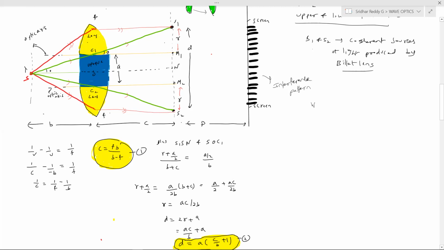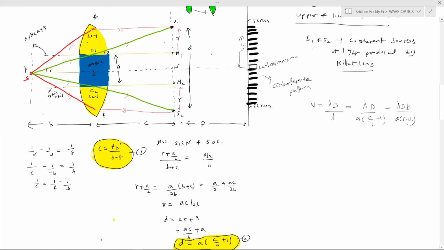So what is the expression for the fringe width? We can write lambda capital D by small d. What is small d? We have the equation A (C by B plus 1), so lambda capital D by that is the expression for the fringe width. This will be the central maxima. CM means central maxima, and this will be the Y. So similar to YDSE, we'll get the expression for the fringe width.